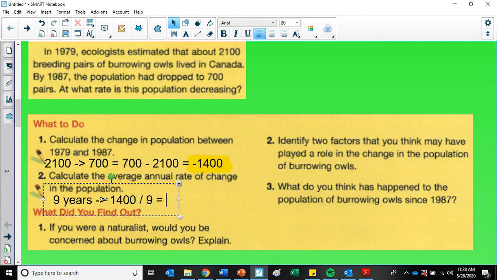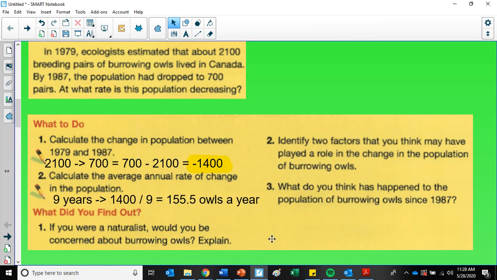That will get us about 155.5 owls a year lost. Perfect. There's our average. About 155 owls a year was lost. Whether they moved or they died or something happened, that's how many dropped a year on average. It could be more, could be less. So that's why we have this 0.5.